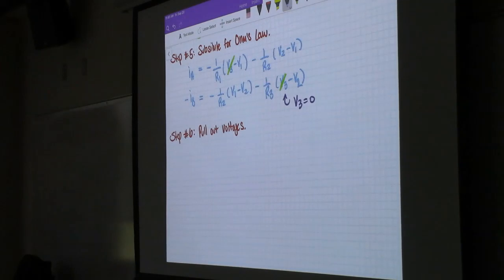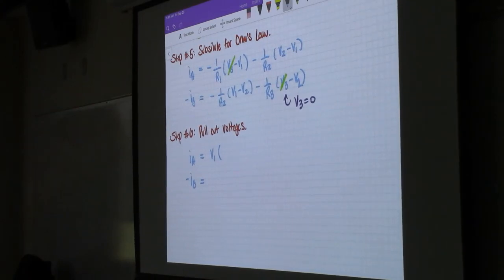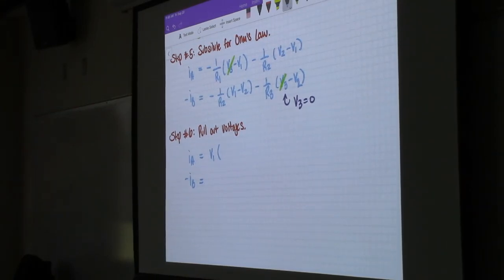So now I have IA, I have negative IB equals. So let's collect our elements by V1. So by V1, what we'll end up with is 1 over R1 plus 1 over R2, if you account for all the negatives and stuff.